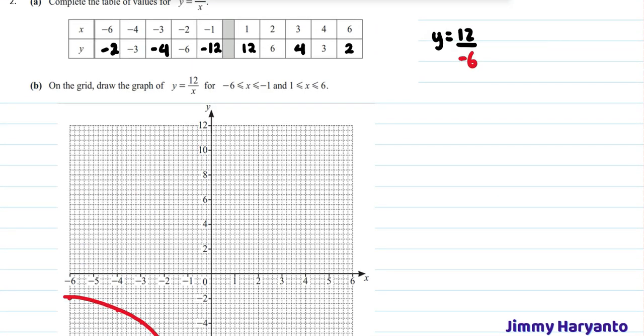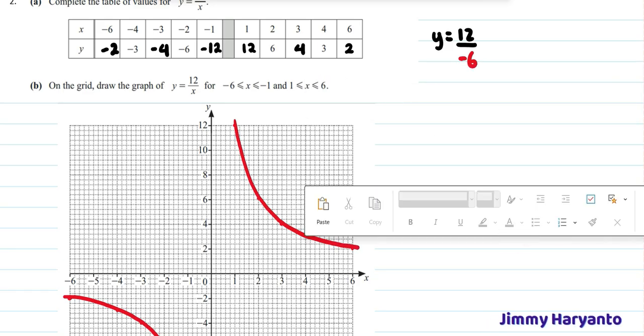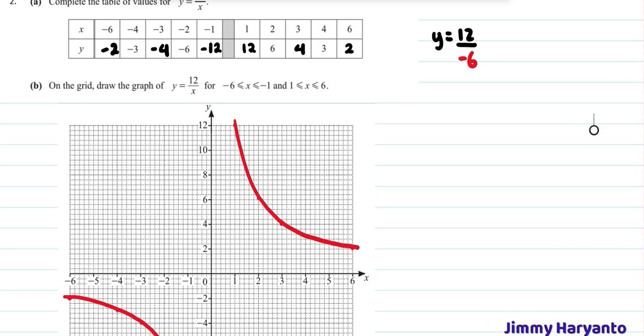And then the other parts, 1 and 12, 2 and 6, 3 and 4, and then 4 and 3, 6 and 2, like that. Okay, so this is the next part of our graph. Okay, so this is the graph of y equals to 12 over x.